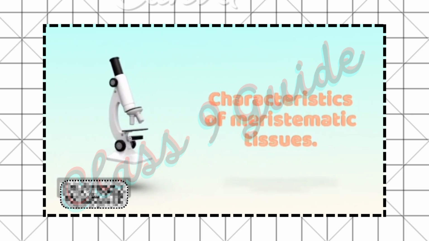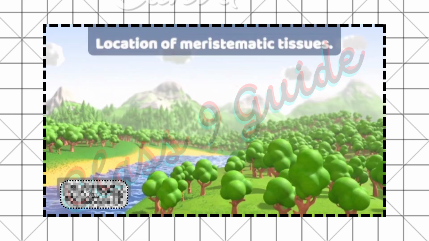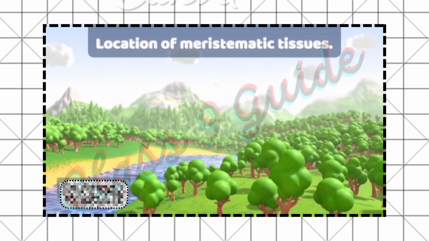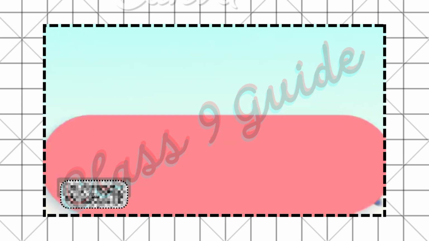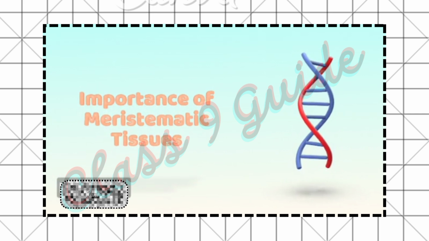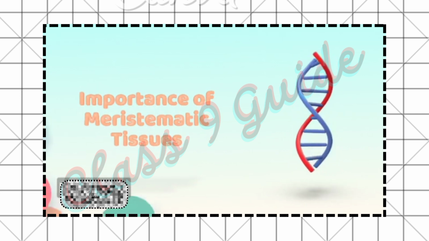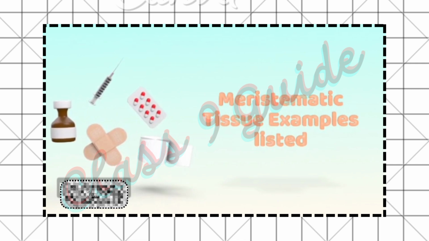There are two main types of meristematic tissues: apical meristem and lateral meristem. Meristematic tissues have characteristics like small cells, dense cytoplasm, and prominent nuclei. They function in plant growth by enabling primary and secondary growth. Meristematic tissues are located at the tips of roots and shoots, as well as in the vascular cambium.